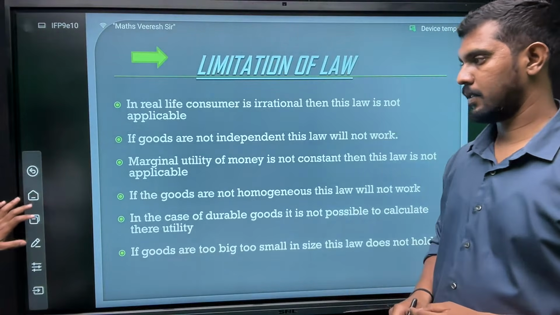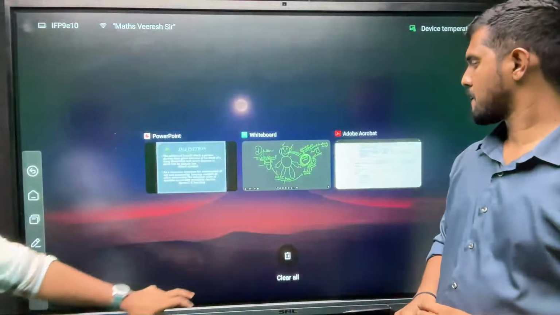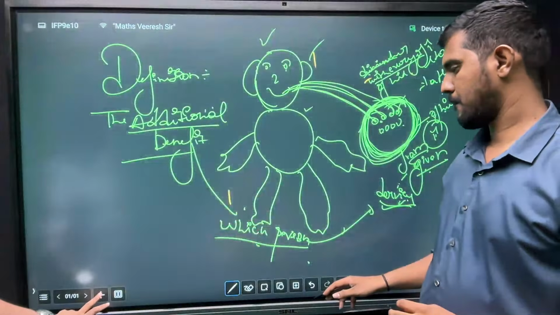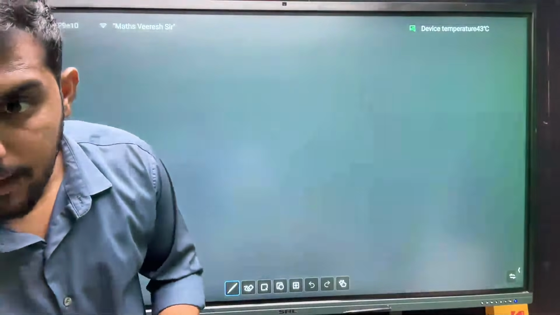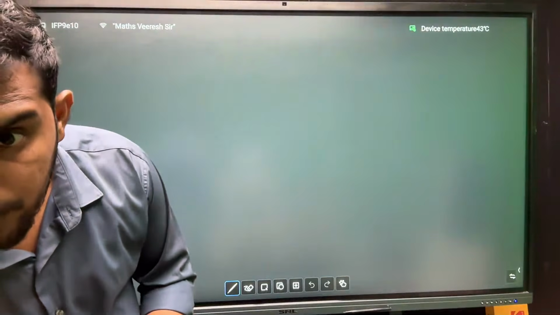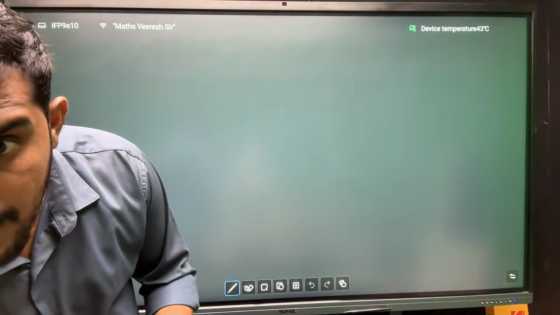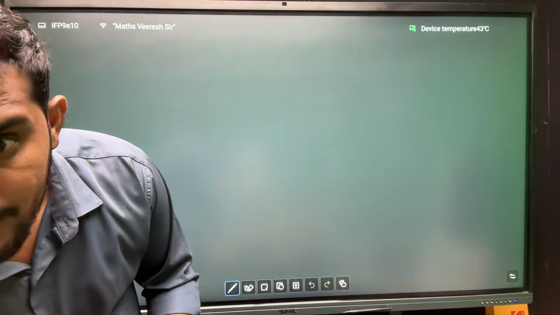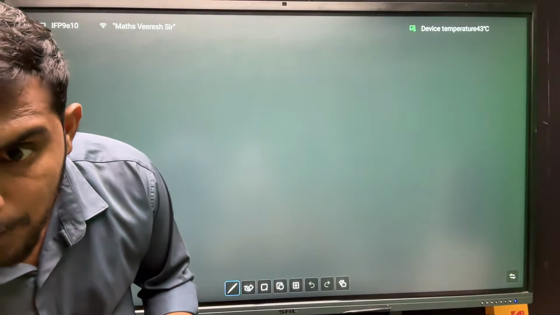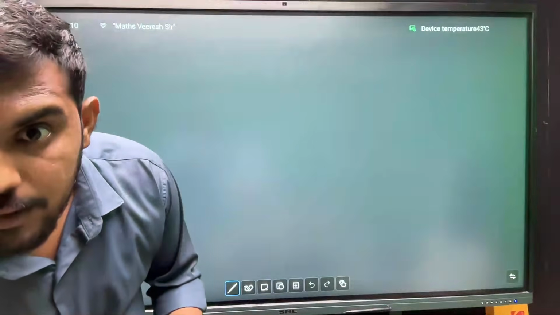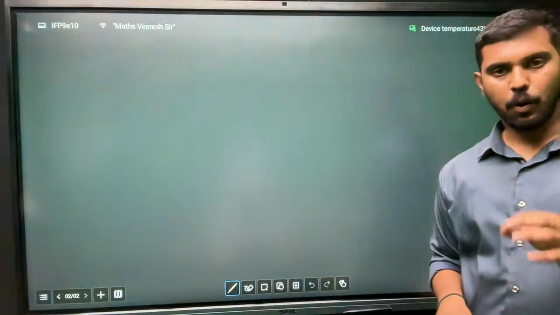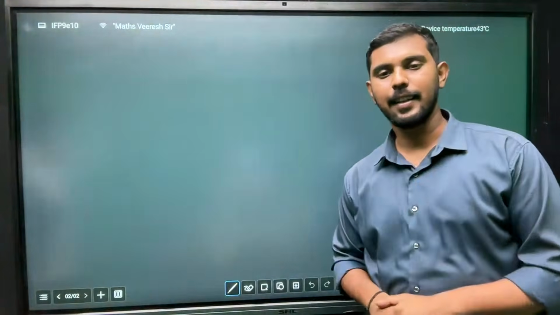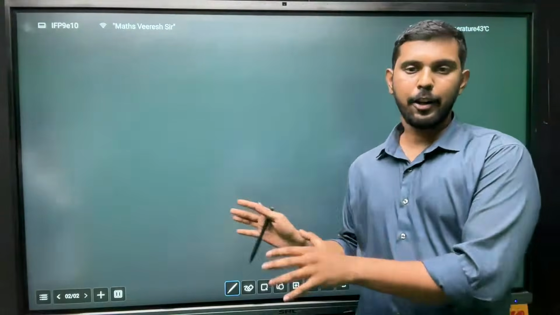Via the notes PDF. This is a 5 marks question. Okay, fine. So I'm going to give the 5 marks important question: what you have to write to pass in the exam. And the law of DMU will be completed.